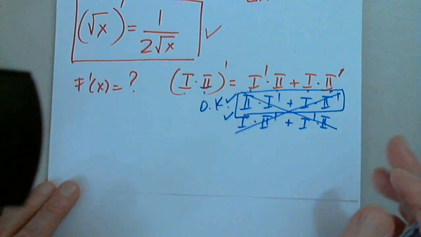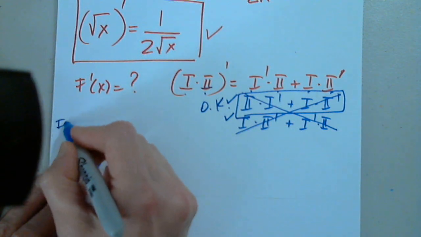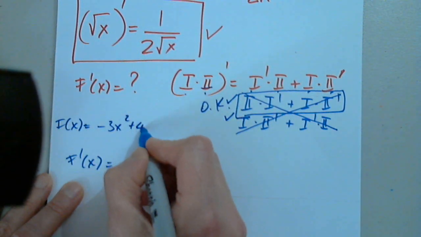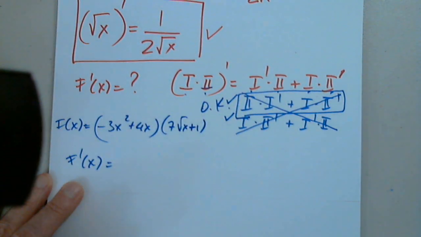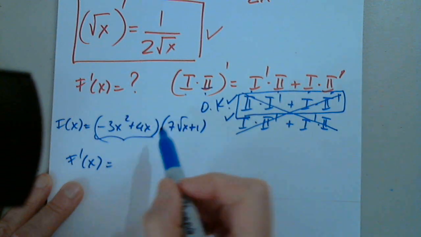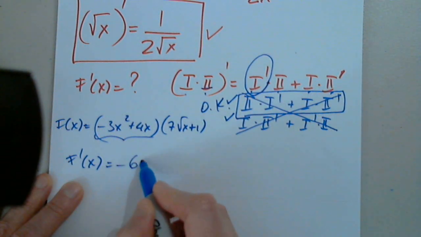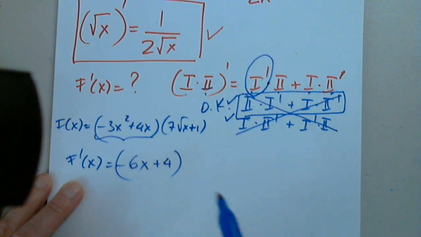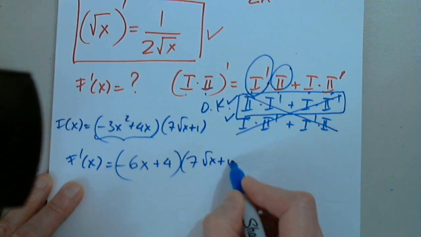So let's do that. I'm going to write f of x here one more time because it's up there. Negative 3x squared plus 4x and 7 the square root of x plus 1. So can anyone give us the first piece? This one. Negative 6x plus 4. Excellent. Now I have to copy this. 7 the square root of x plus 1.